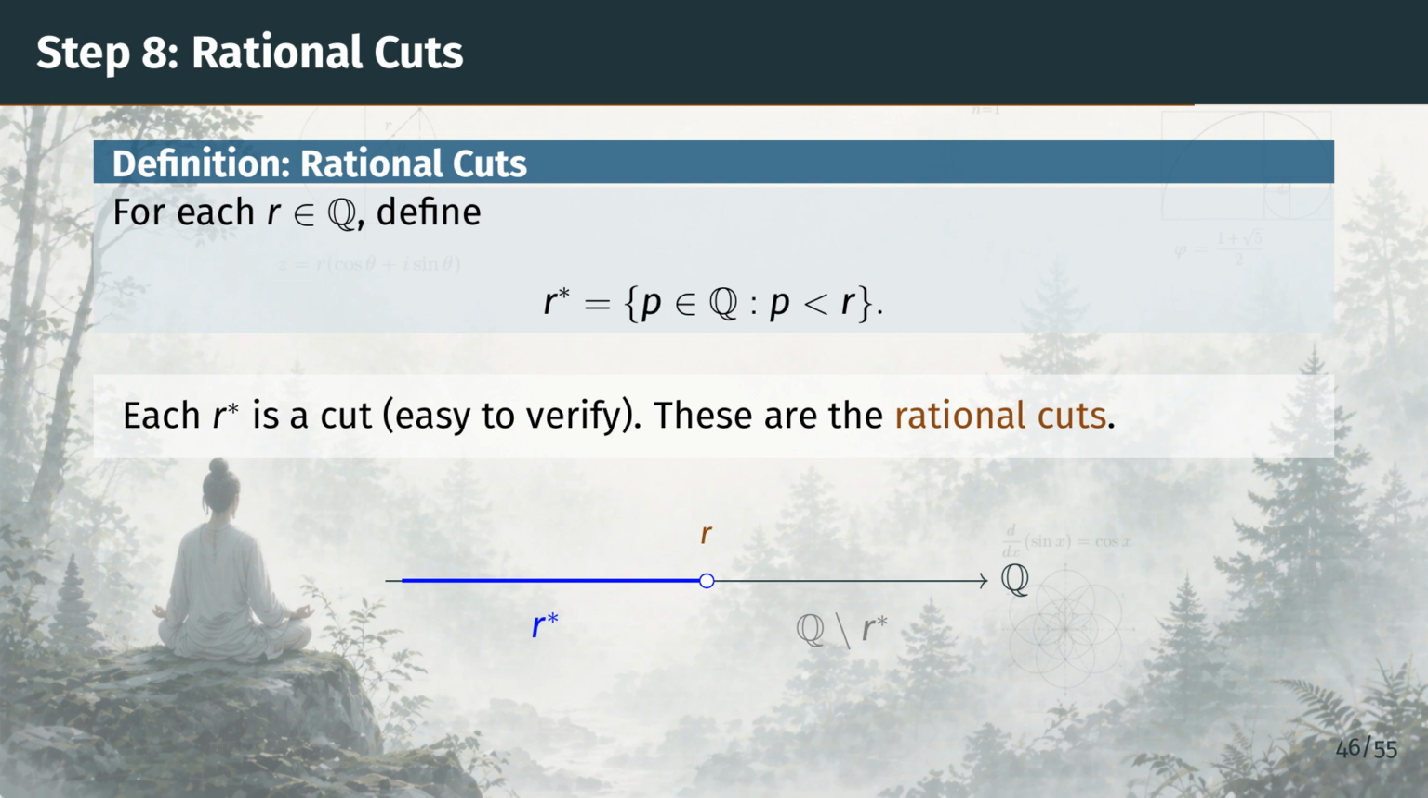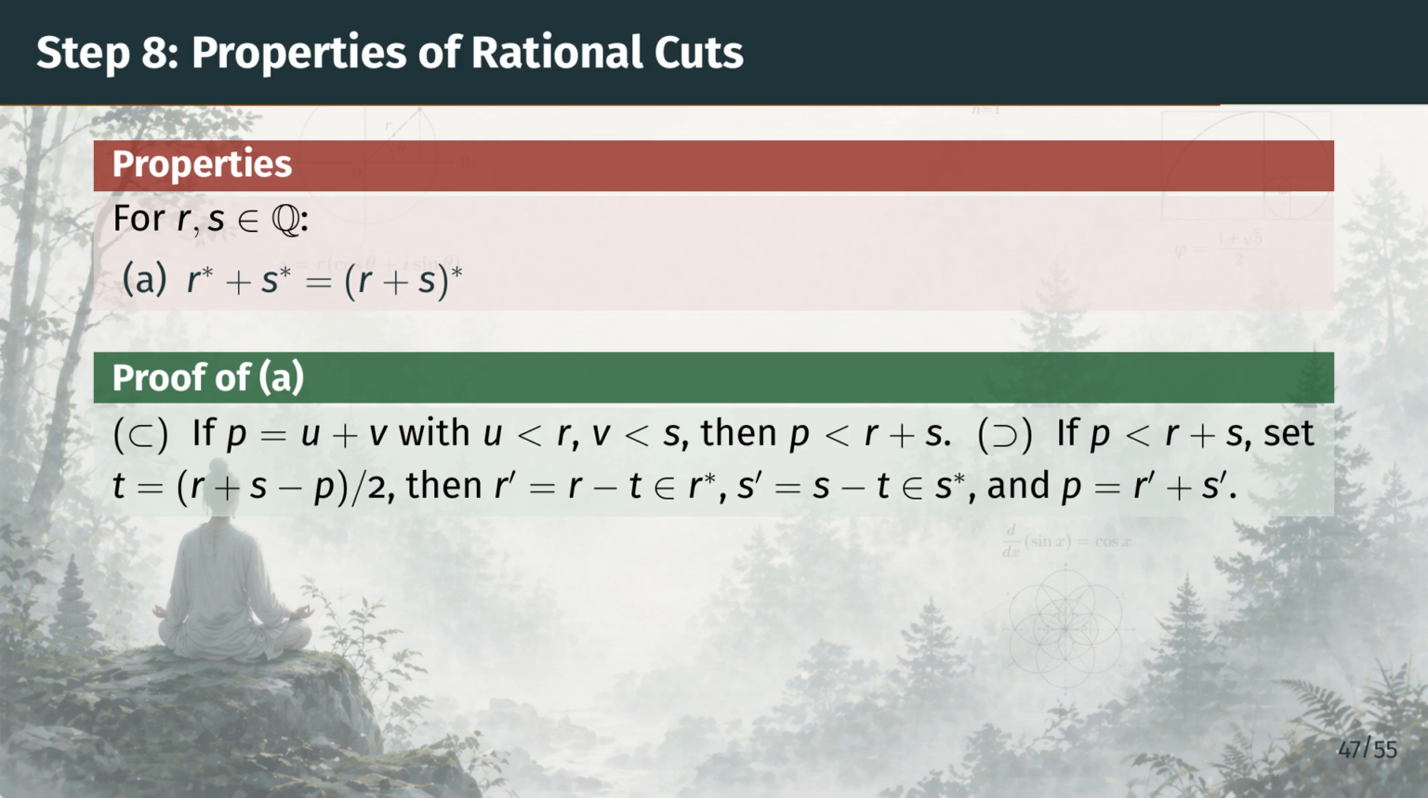If we allowed P equals R into the cut, it would be the largest element. And this is the step that promotes the map R goes to R star from a mere bijection to a genuine homomorphism. The forward inclusion is trivial. The reverse is the interesting direction.